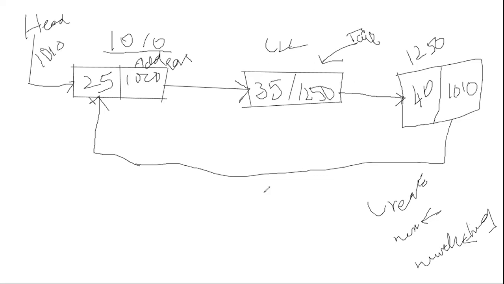Now you tell me, I had told you to create one node with value 30. Okay, so this address is some 2120. The memory has been given by the system. Now I am asking you to add this as a second node. Okay, so what do you have to do?